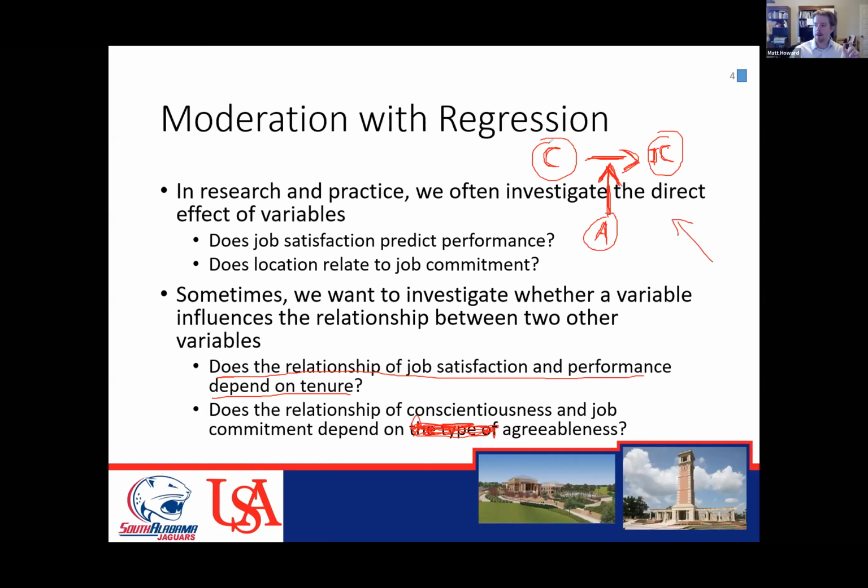Okay. And one other thing I'll note before moving forward, as I mentioned before, it's fully possible for your moderator to predict the outcome. That's fully possible, but that's typically not the thing we're interested in with moderators. Instead, we're interested in the moderating effect itself. So just because you might run a regression or a correlation, and you might find something like agreeableness is significantly related to job commitment, that doesn't mean that it can't be a moderator. It can still be a moderator while still predicting the outcome. That's perfectly fine. Okay, so clearing the drawings and moving forward.